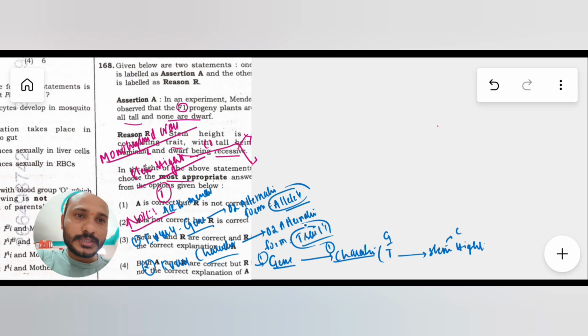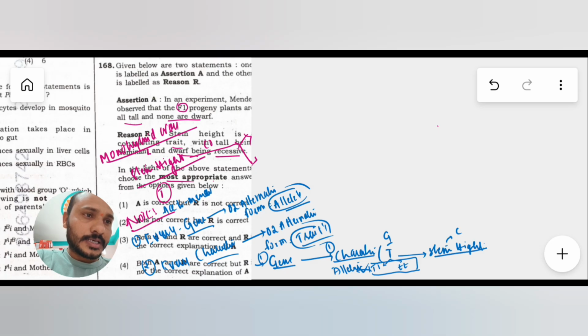And just now we said every gene has two alternative forms like this. One is capital T and another one is small t. So every gene has two alternative forms, and these capital T, small t are alleles. Every gene has two alternative forms, they are called alleles.